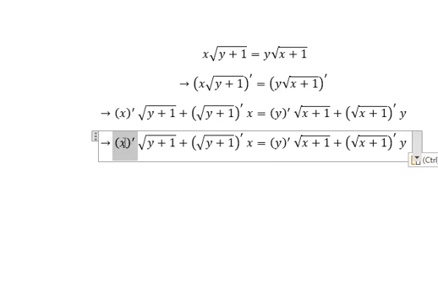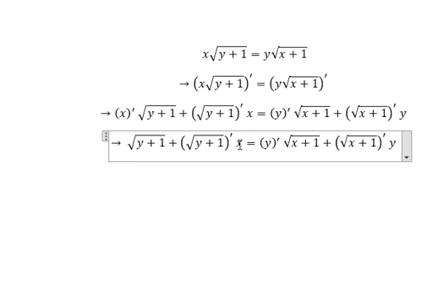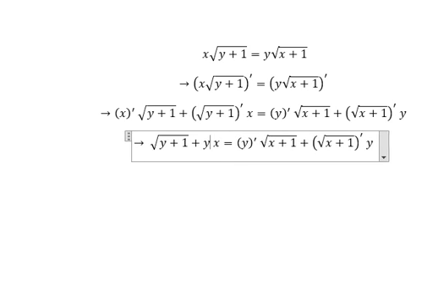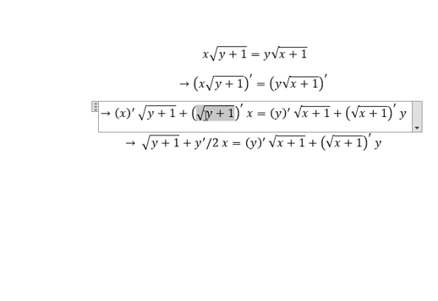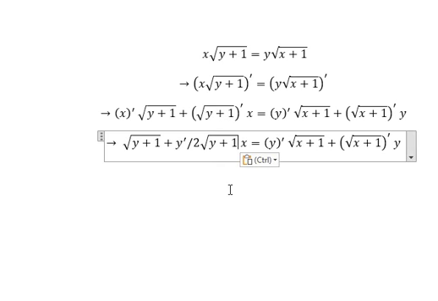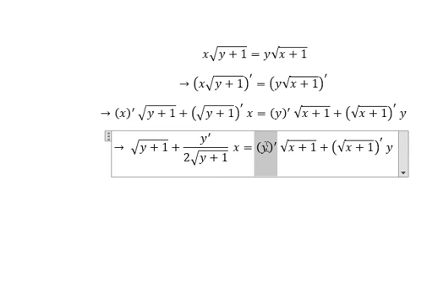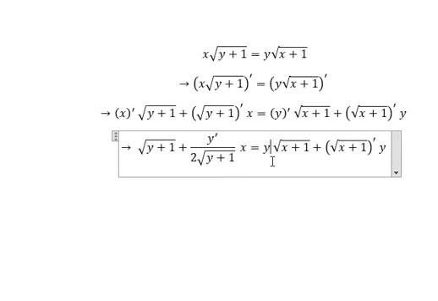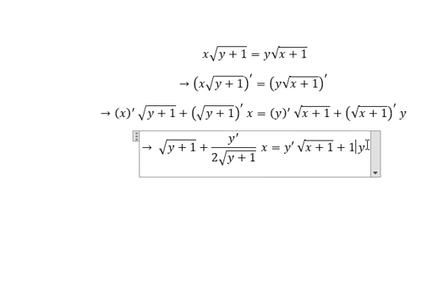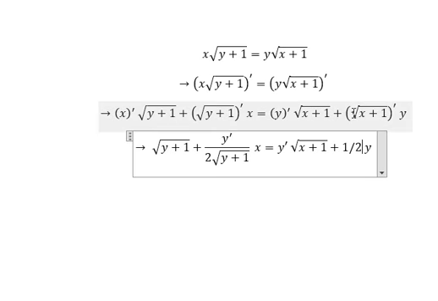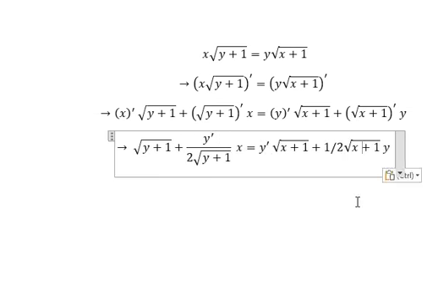So the first derivative of x, we have number 1. The first derivative of this one, we have the first derivative of y over 2 times the square root of y, plus 1. Now, this one we have the first derivative of y. This one we have 1 over 2 times the square root of x plus 1.